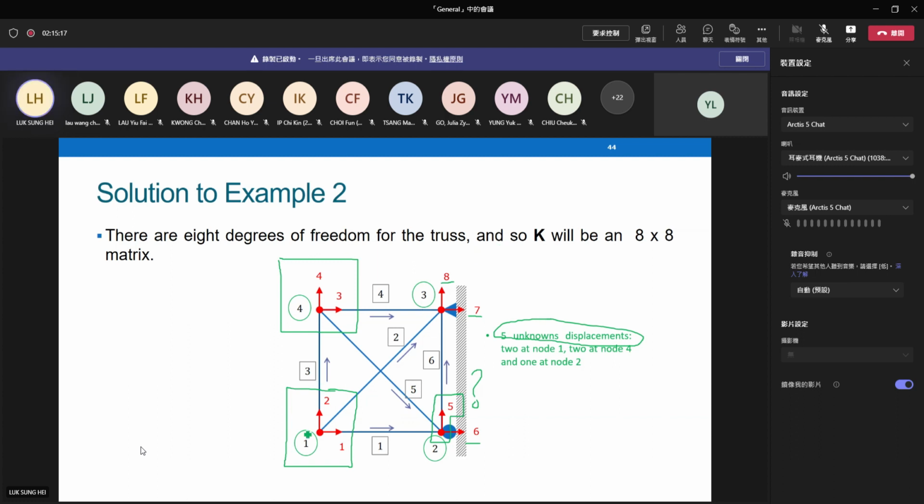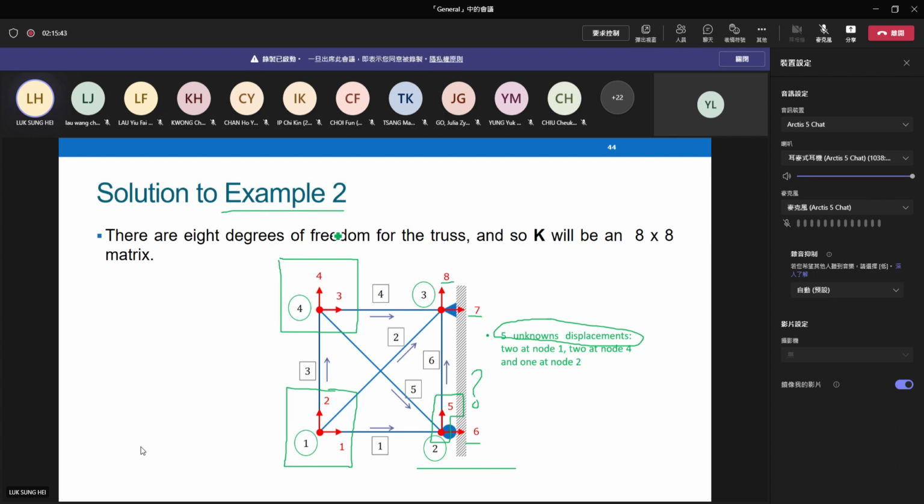Okay, 1, 2, 3, 4, 5, 6, 7, 8. Be careful about node 2. Node 2, the arrangement is a little bit different. We start from the vertical and then horizontal. We use the same code number diagram in the whole question 2, example 2. This is step 1, discretization: assign the number, orientation, and code number.